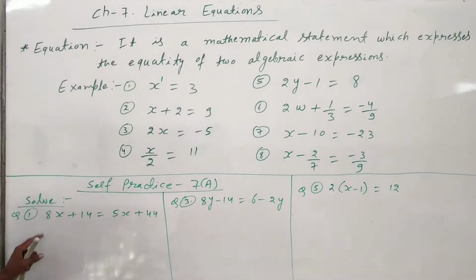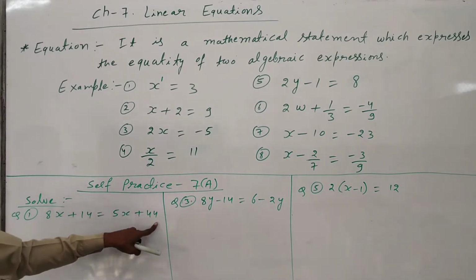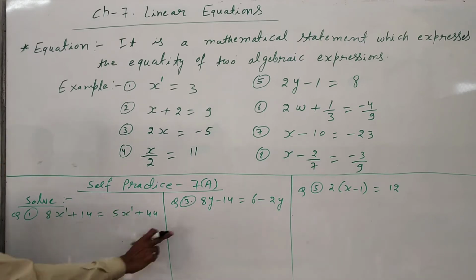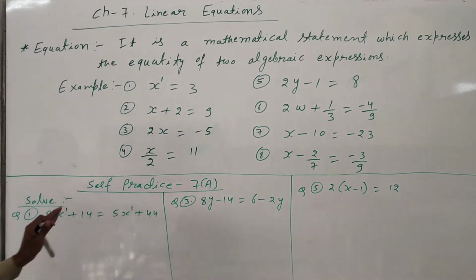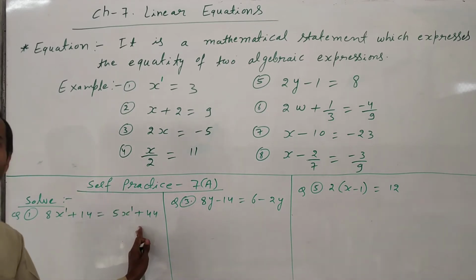So the first question, as you see here, 8x + 14 = 5x + 44. Again here the highest power is 1 and here also the highest power is 1. So these are called linear equations. Both have an equal sign. This one is the LHS part and this one is called the RHS part.